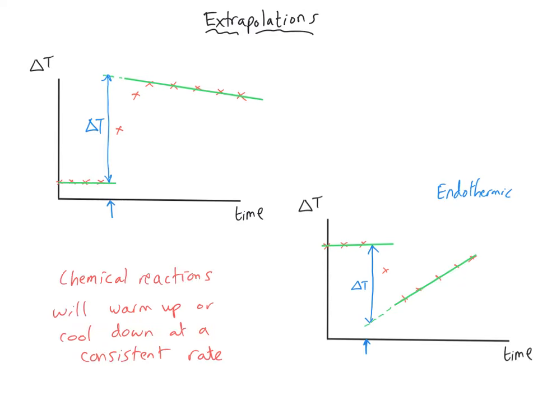And just to finish this extrapolation section by saying that the core concept here is that chemical reactions will either warm up or cool down at a consistent rate, so you can work backwards, which is what the extrapolation is, to look at the rate of warming up and what it must have been during the stage when it didn't appear to actually be warming up. And the same is true for the cooling down.